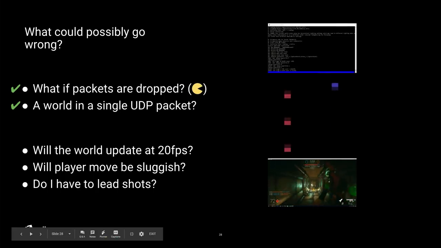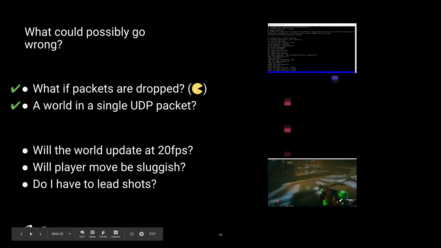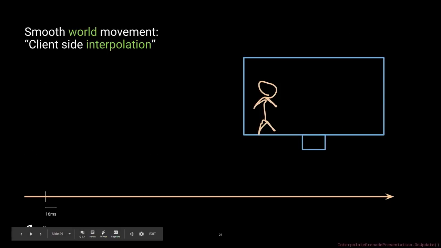So let's continue and take a look at whether we can make it work on the client without some of the other problems showing up. So we want to have smooth world movement. And by world, in a multiplayer game, I basically mean everything that's not myself, the first person, the character. So that could be other players, rockets, moving platforms, whatever, stuff that is moving around in the world. And this is seen from the client viewpoint.